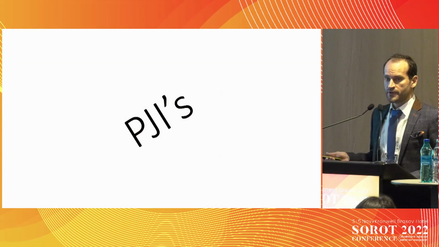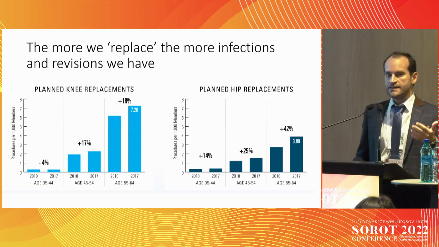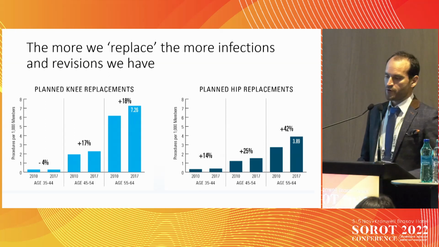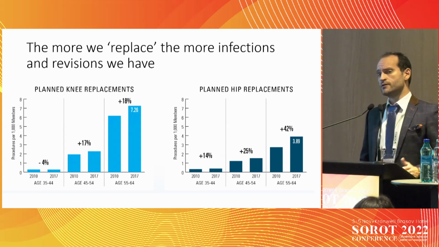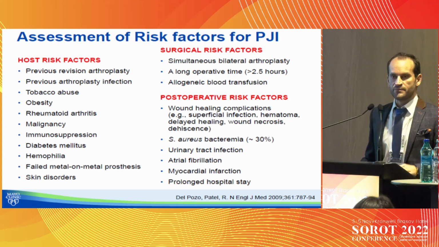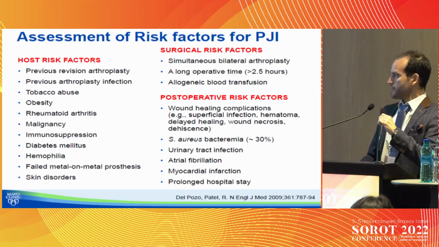And now about the hot topic, PJIs. The more knees and hips we do, the more infections we have. In the last years we have more and more hips and knees, and that's why we also have an increased number of infections, and that will keep increasing because the population is getting older, and the older patients are more and more healthy. If you're 80 nowadays, you still want to play golf or tennis, and they come and complain about these things.